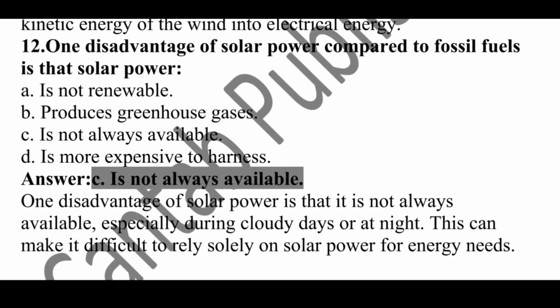Question number 12. One disadvantage of solar power compared to fossil fuels is that solar power. Option A is not renewable. Option B produces greenhouse gases. Option C is not always available. Option D is more expensive to harness. So the correct option is C, is not always available.